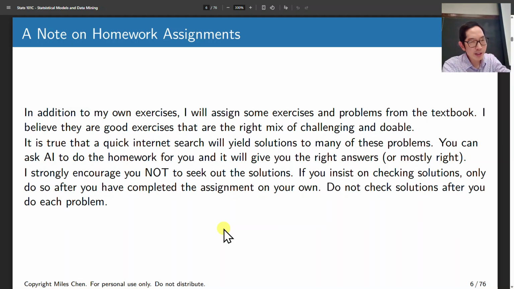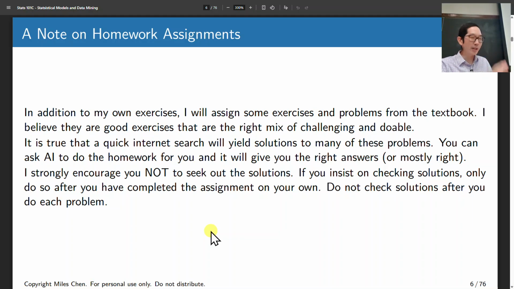I'll assign homework, and I want to talk about this. The homework I assign is intended to be a decent amount of work. It's always a challenge to find the right mix of challenge and difficulty. Sometimes it's too easy, sometimes it's too hard. Trying to get it right is always a little bit tough.